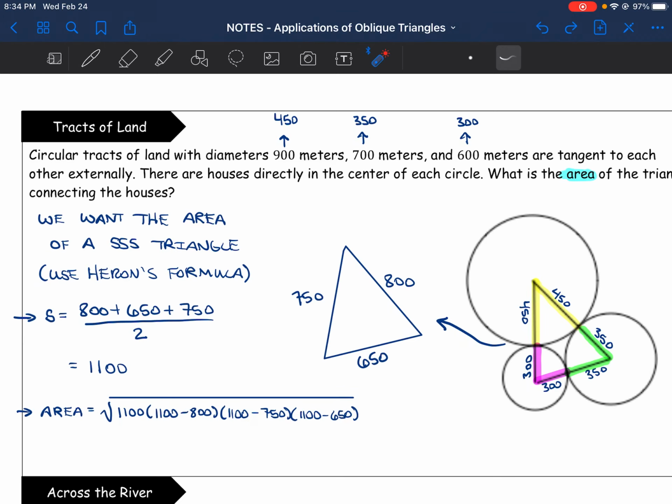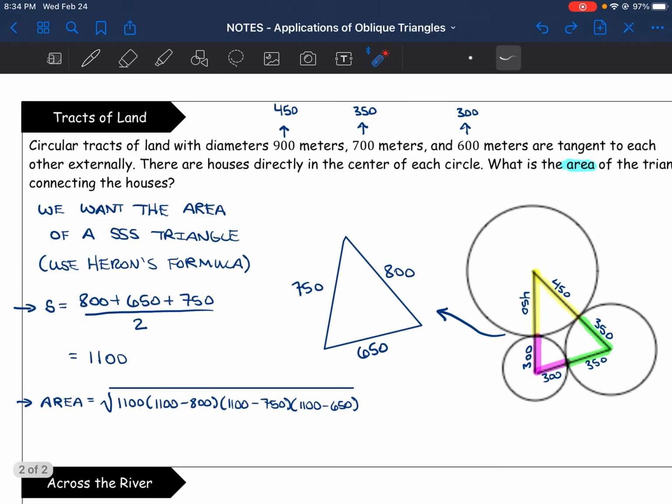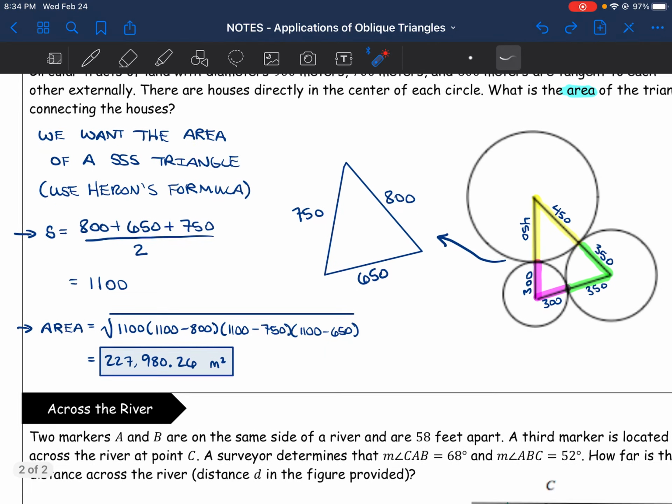Plugging that into Heron's formula, this is going to give us the area of this triangle, rather, in the middle of these circular plots of land. And that's going to give us the area is 227,980.26 meters squared. It's a pretty cool problem there.